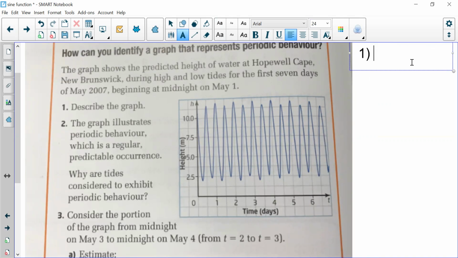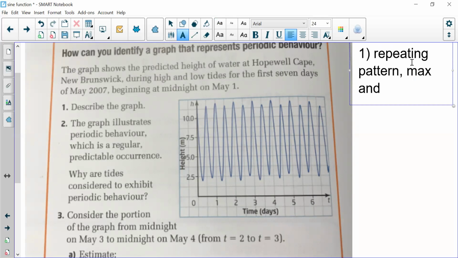Anyone can go ahead and unmute themselves and just tell me what you think. It kind of doesn't look like there's that much change. Okay, it's definitely a repeating pattern. Ups and downs, right? Maximums and minimums. I guess maybe it looks like a wave, like waves. Can we say that?